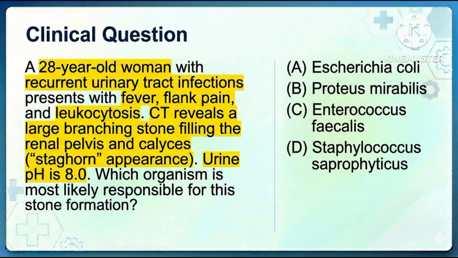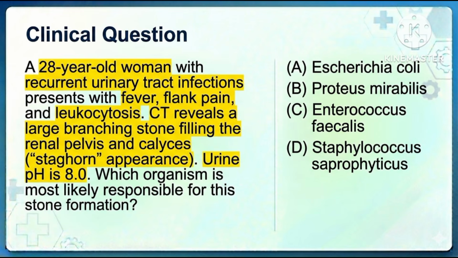Read this question. 28-year-old woman, recurrent UTI, CT shows staghorn calculi, urine pH is 8, most reasonable organism for stone formation.